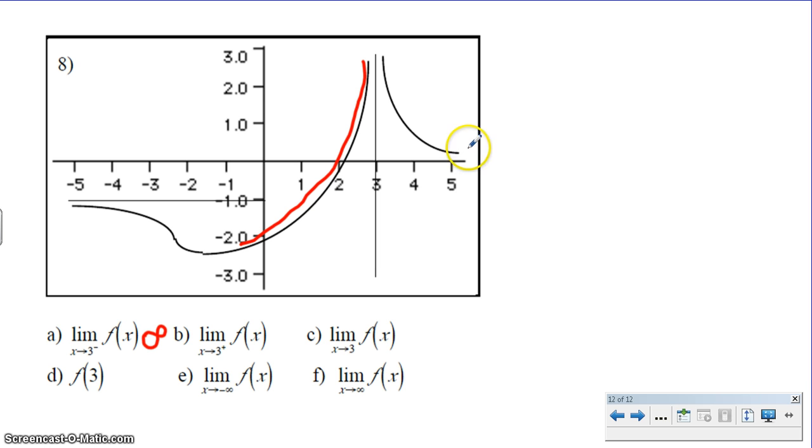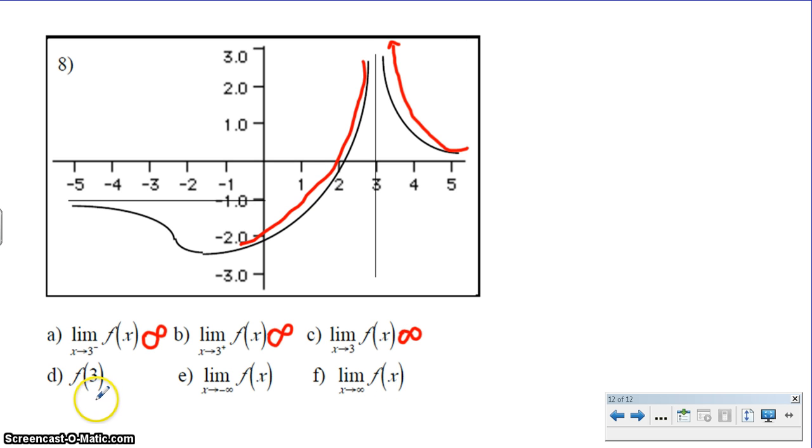As I approach 3 from the right-hand side, as in question B, again, it's going to continue to increase and go up and up and up, never crossing over that asymptote. So therefore, it is going to continue to increase. So the limit is positive infinity. Since both the left-hand and the right-hand side have a limit of positive infinity, then the limit as x approaches 3 in general is going to be positive infinity.